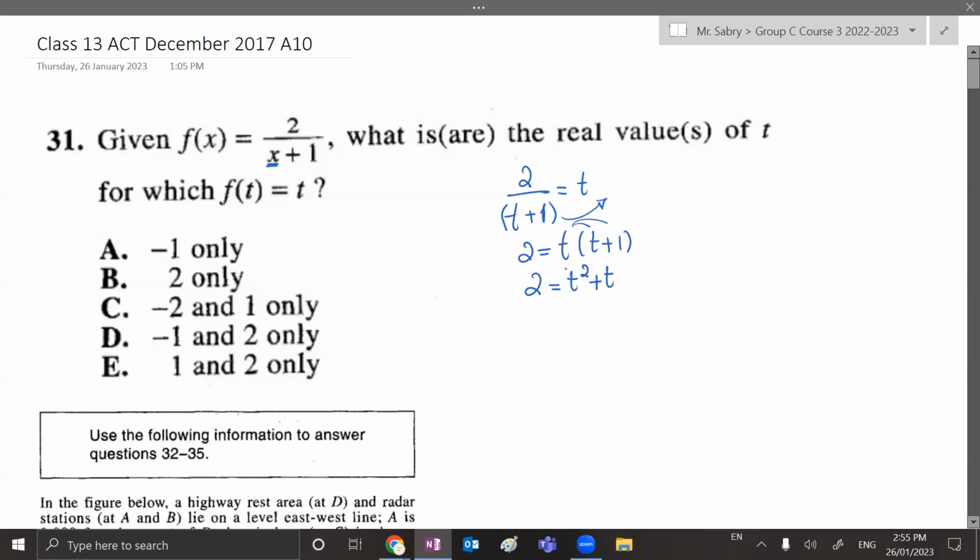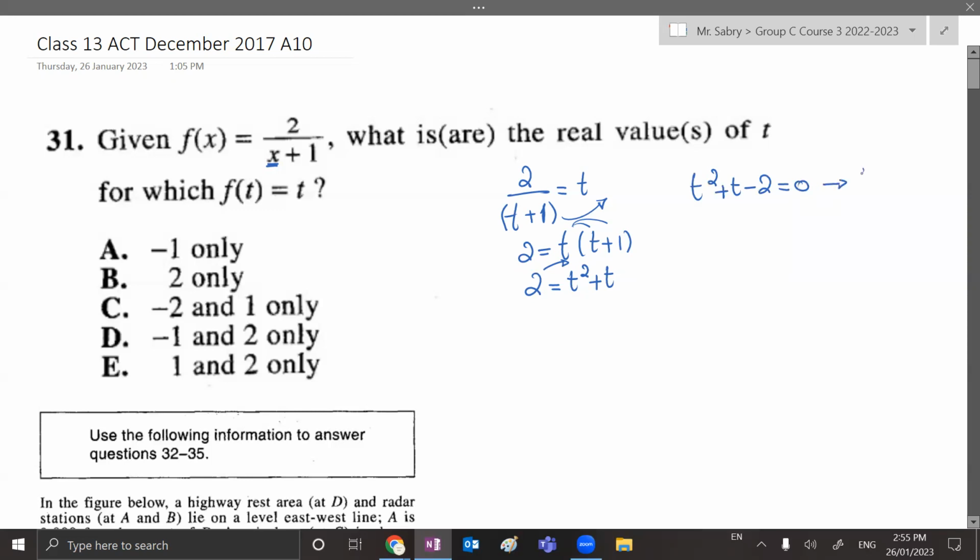Now, we said before that whenever I have t squared or x squared, I'll need to move everything to one side and make it equal to 0. So I'll have t squared plus t minus 2 on one side, equals 0.